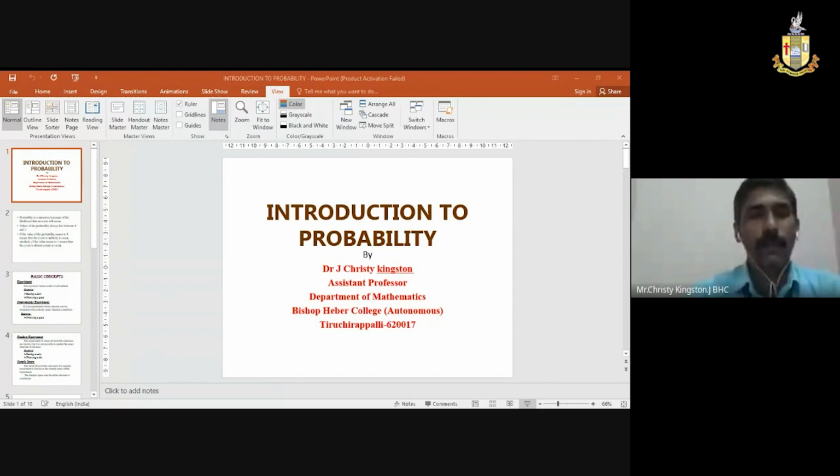Finally we have seen the axioms of probability. That is the conditions of probability. Here we are having three axioms, the axiom 1, axiom 2 and axiom 3. If these conditions are satisfied, then the probability will be calculated according to these conditions.